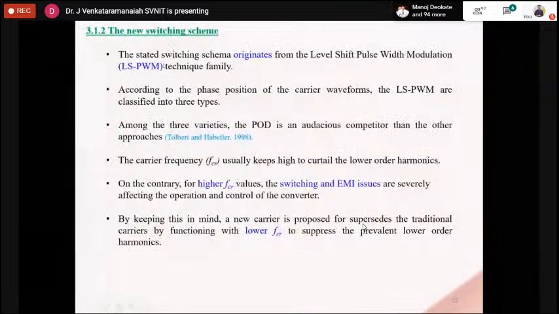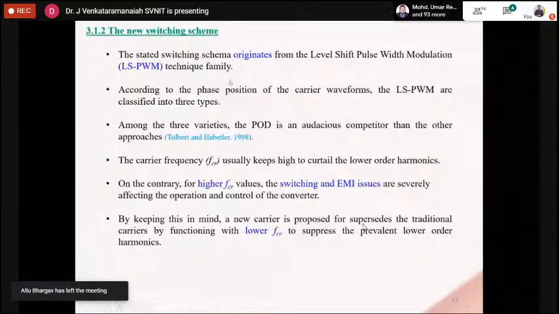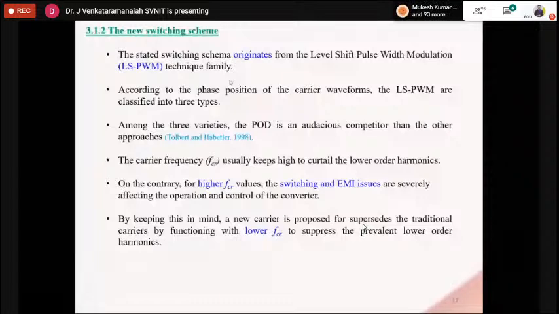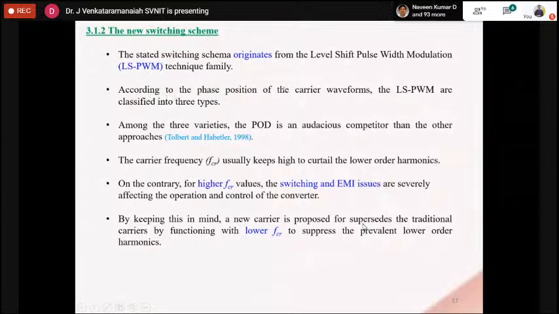The switching technique, a new switching technique, I want to explain now. We all know about PD, POD and APOD. I want to introduce a new switching technique in level shifted pulse width modulation. Here, according to the phase position of the carrier, LSPWM techniques are classified into three types, as I said earlier. Among these three, POD is a better competitor than the other two approaches.